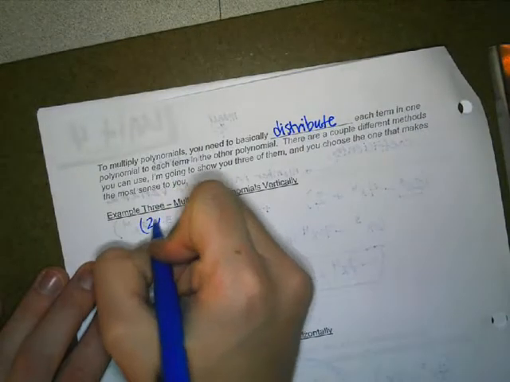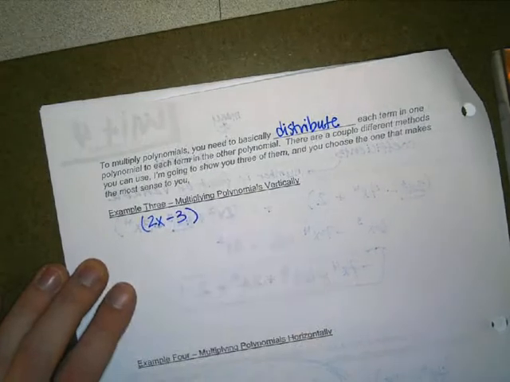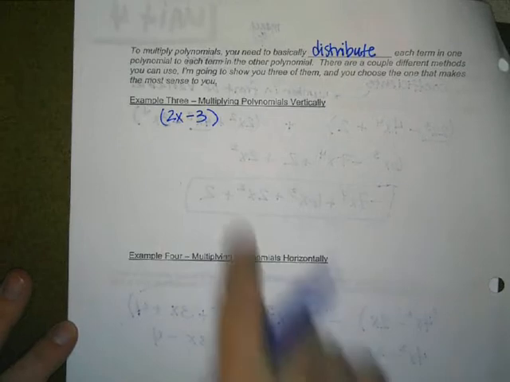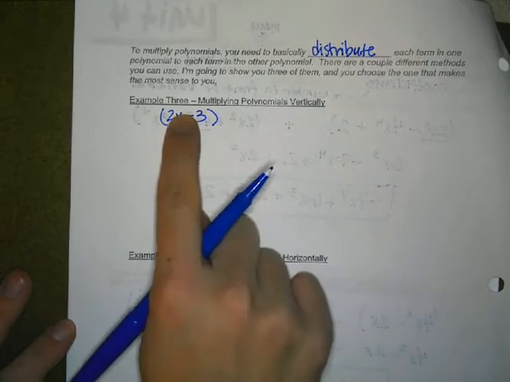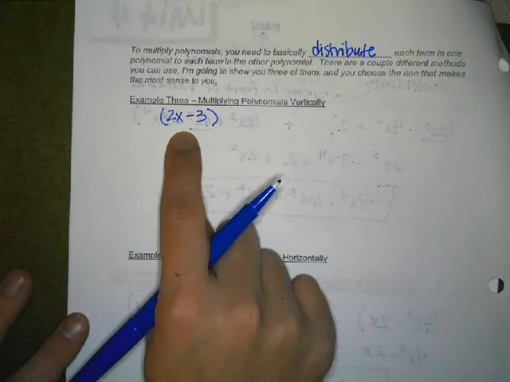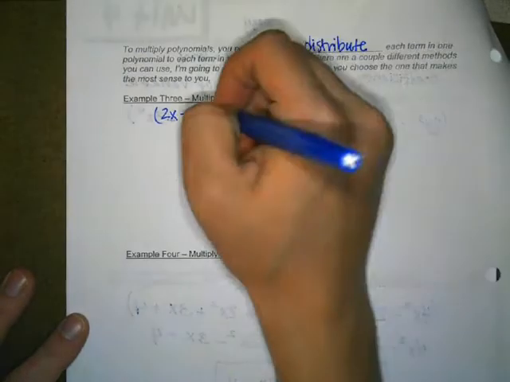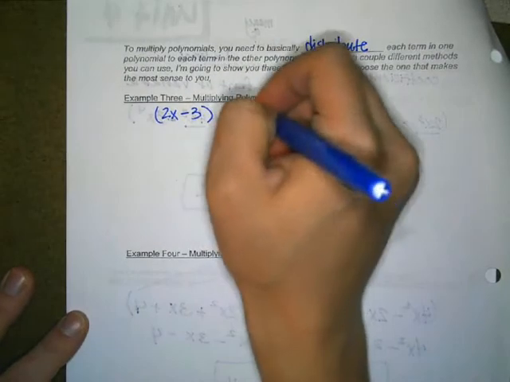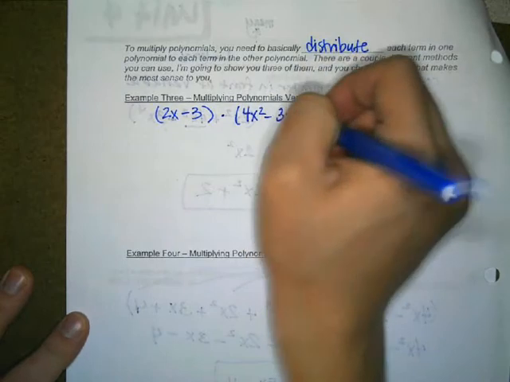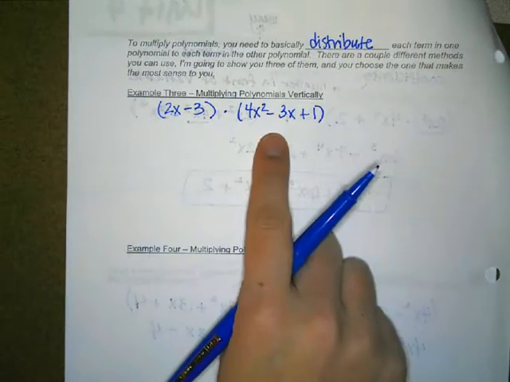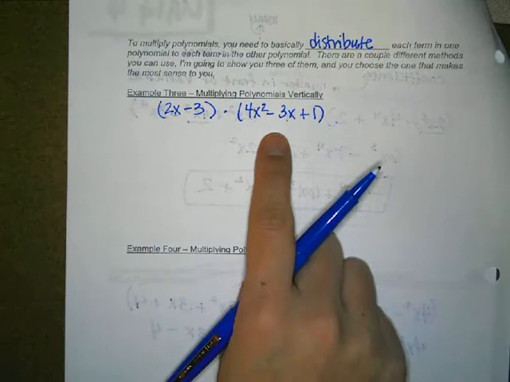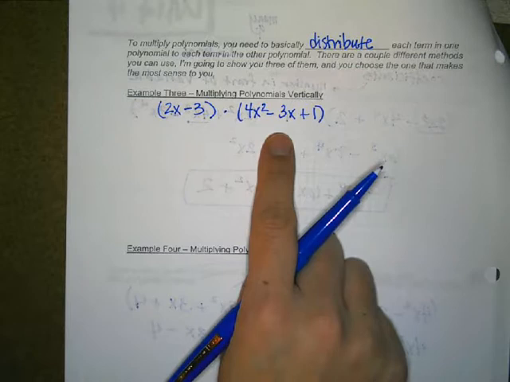We're going to begin by multiplying 2x minus 3, which is what we would call a linear, because your highest exponent is a 1, a linear binomial. Good. We're going to multiply that by 4x squared minus 3x plus 1. And that I would call a quadratic, what? Trinomial, because we have 3 terms.